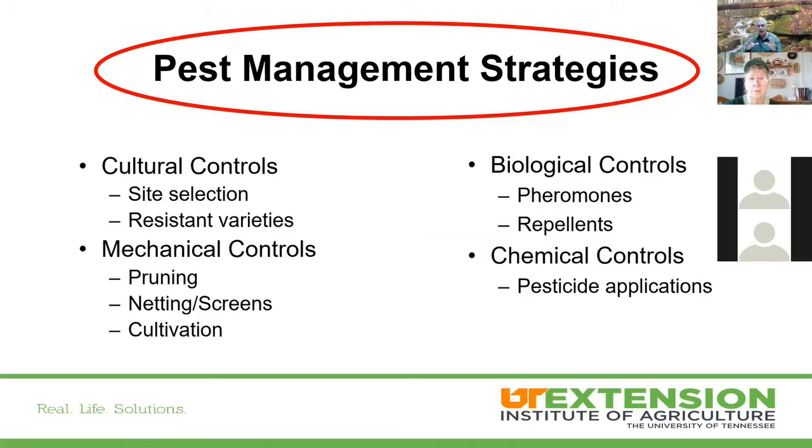Now, we start talking specifically about those management strategies, and I'm going to go back through and cover a lot of those things we saw on the previous slide, breaking it down into cultural control, mechanical control, biological controls, and then lastly, the very last thing is going to be the actual use of pesticides and chemicals for controlling disease pressures or insect pressures.